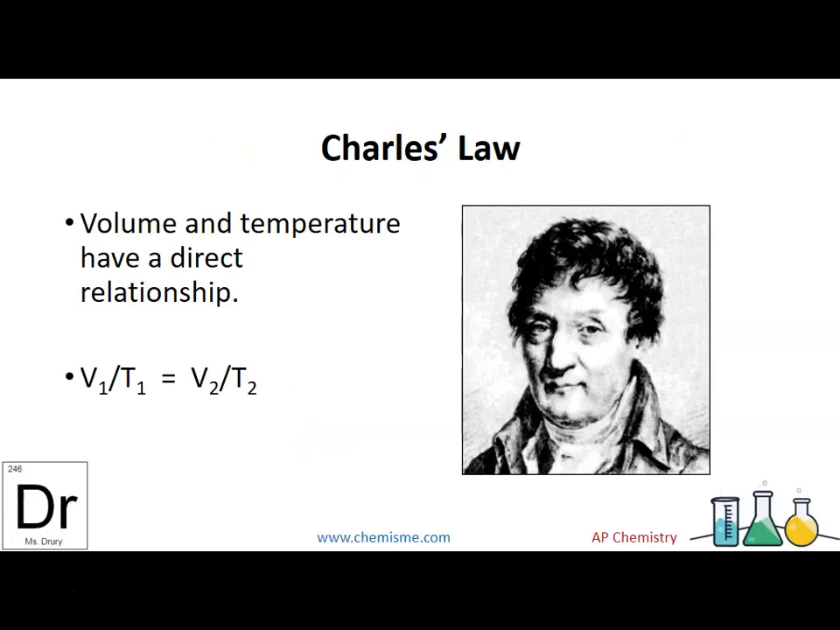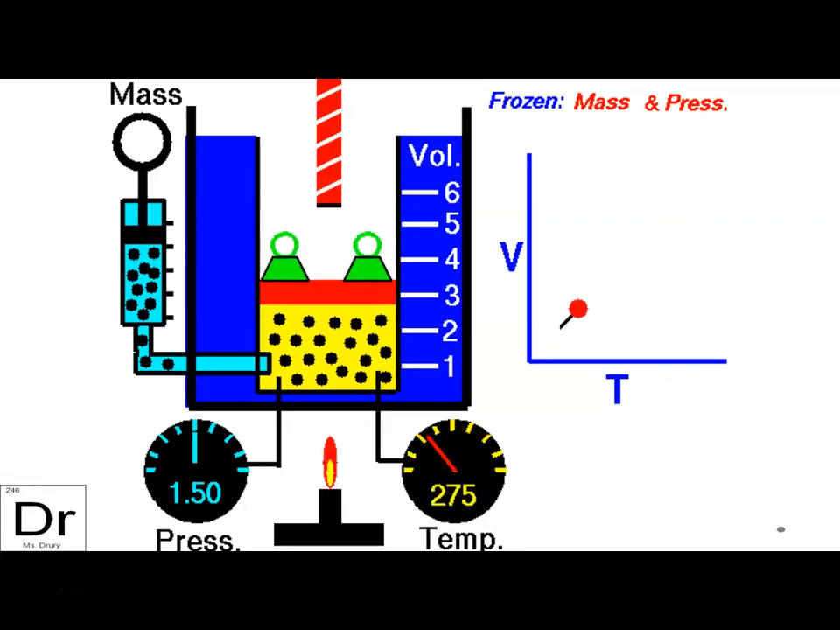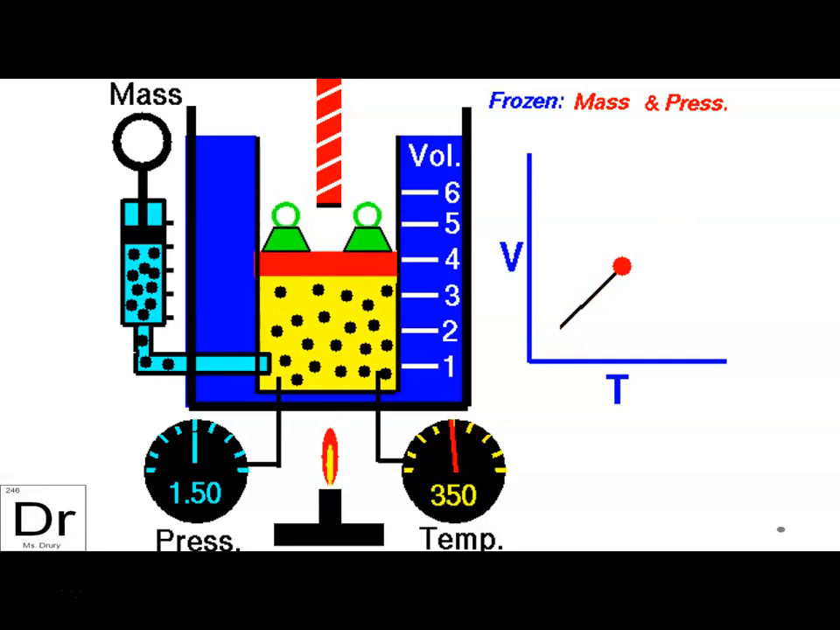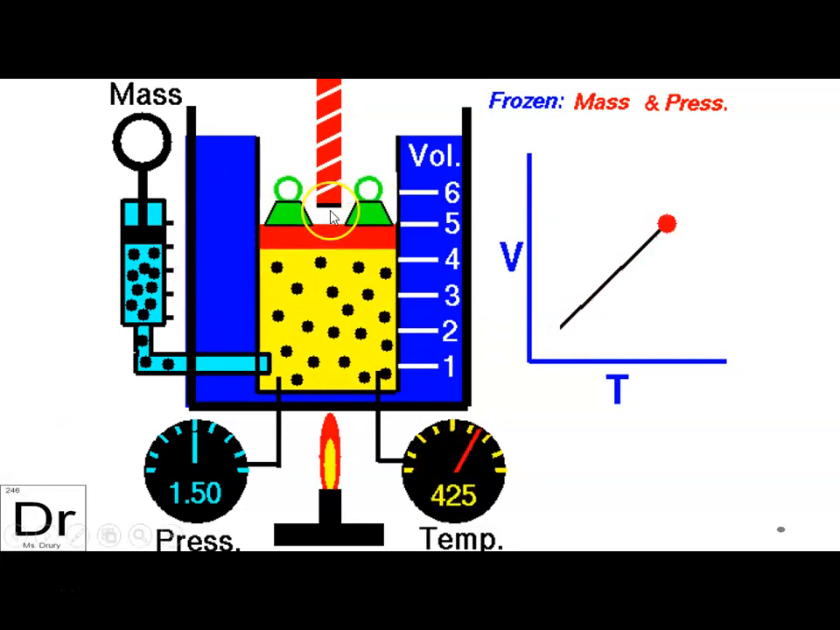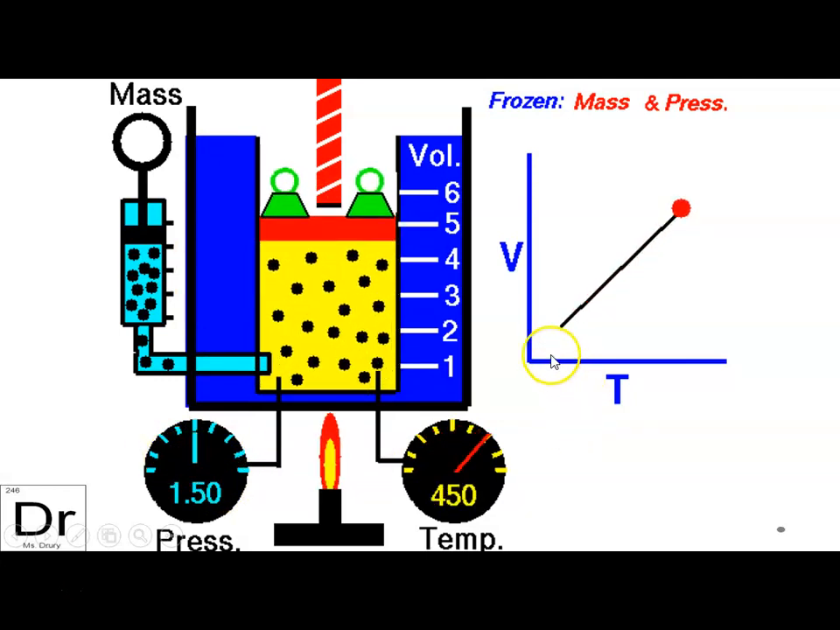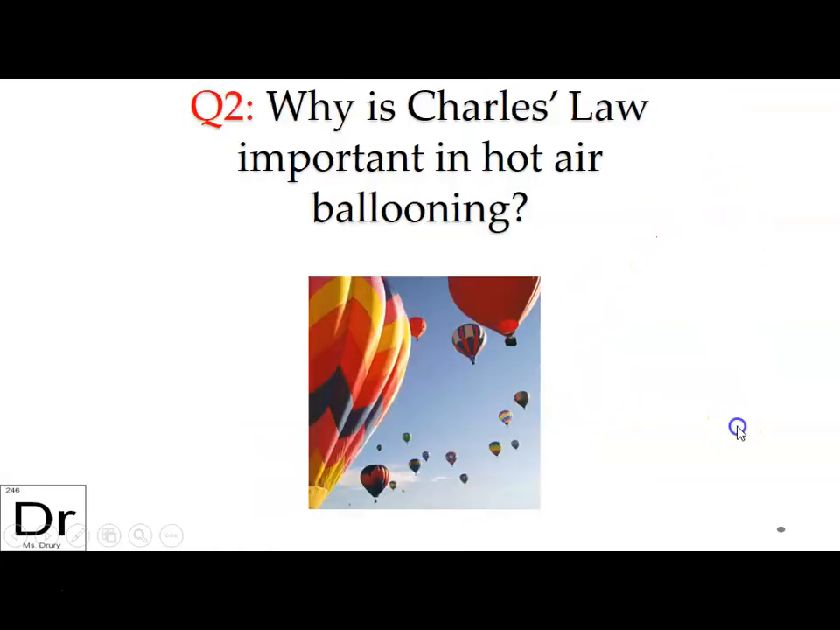In Charles' law, the volume and temperature have a direct relationship. Every time I increase the temperature, you can see by the fire increasing it, you can see that this nozzle here increases the size of the gas. Notice this time I'm not changing the masses on top, so the pressure is staying the same. And the graph is going out from the 0 in a direct relationship.